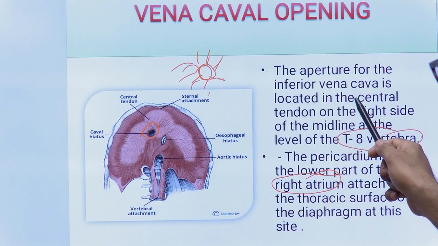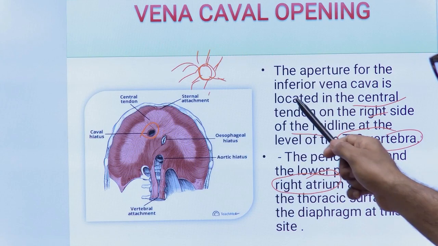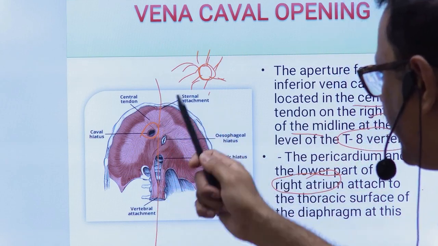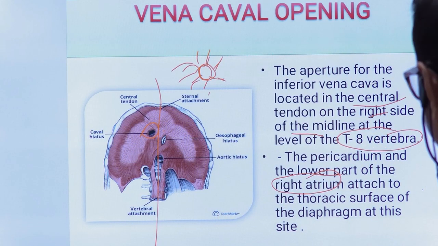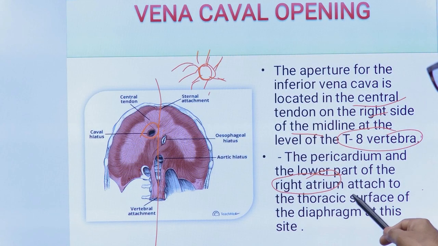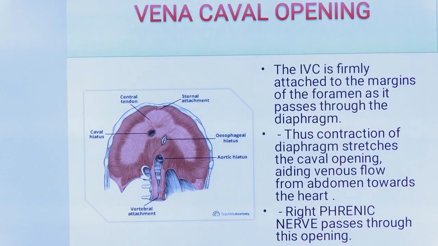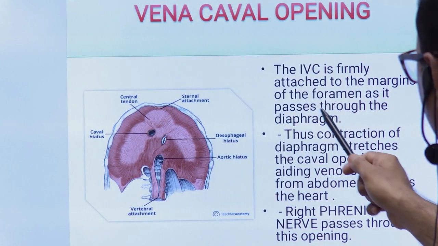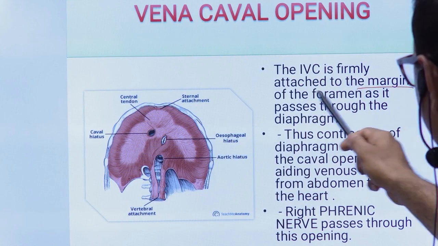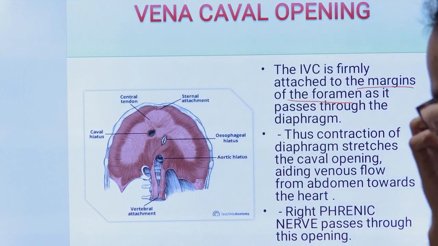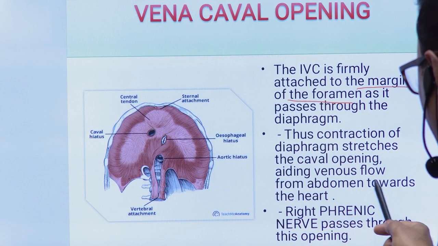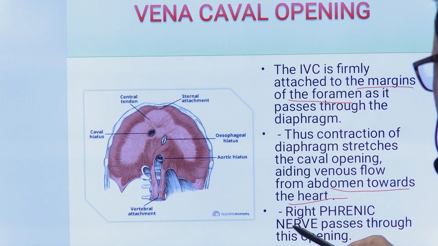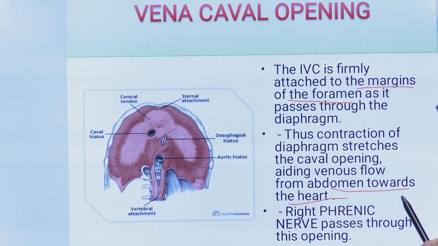So it is located in the central tendon on the right side of the midline. The esophageal opening is on the left side of the midline, and the inferior vena cava opening is on the right side of the midline. The inferior vena cava is firmly attached to the margin of the foramen, and that contraction stretches the vena cava opening, aiding the venous flow from the abdomen towards the heart. And the most important thing is that it is the right phrenic nerve which passes through this vena cava opening.